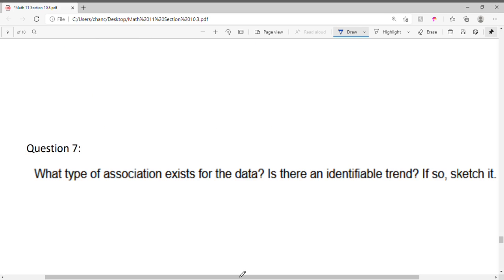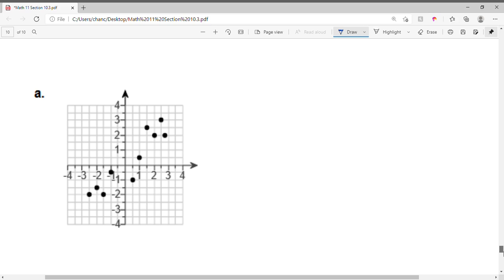Question 7. What type of association exists for the data? Is there an identifiable trend? If so, sketch it. Let's look at our charts. We have two charts to look at. Chart A. You can see that there is a trend. We can draw a rough sketch of a line, and there is an association. There is a trend. It is a positive association because as I go to the right, the graph rises. So there is a trend line, and that's a positive association. There's a positive relationship. Let's look at part B.